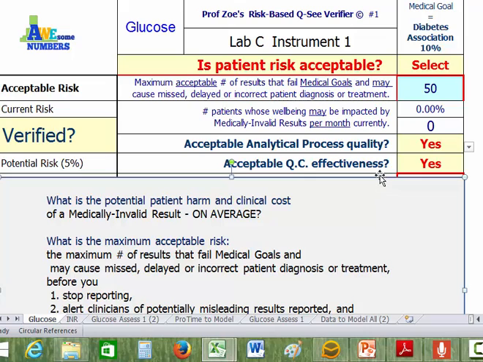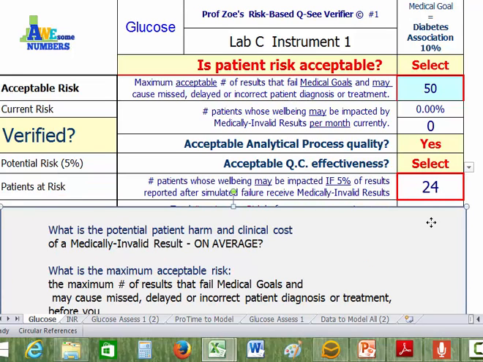The next question is, is the QC effectiveness acceptable? In order to determine if QC effectiveness is acceptable, what we do is simulate a change that makes 5% fail. So right now, 0% are failing. What would happen if 5% failed? How soon would you detect that error, and how many patients would be reported before you stop reporting? How many patients would be exposed to a medically invalid result?